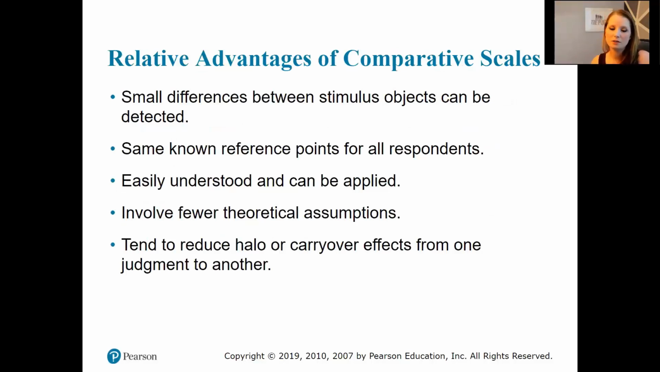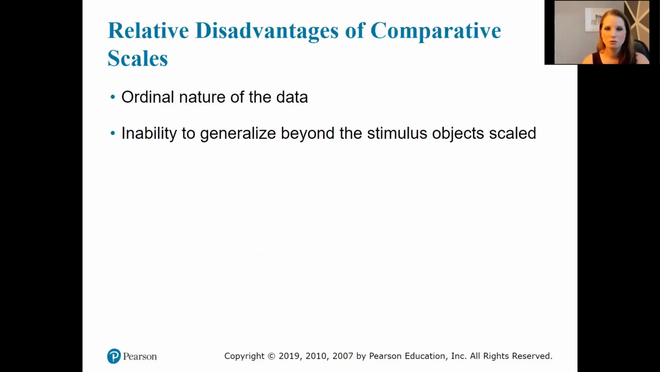Why do we like comparative scales? We like comparative scales because we can see small differences. There are known reference points for all respondents, and they're easy to understand and apply. We don't like them because sometimes there's an ordinal nature to the data, so there's less comparison that we can conduct, less statistical tests. And a lot of times we find that there's less generalizability. It's harder to generalize the results from one object to another.